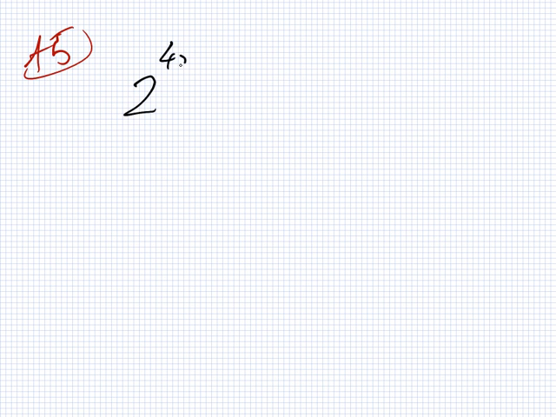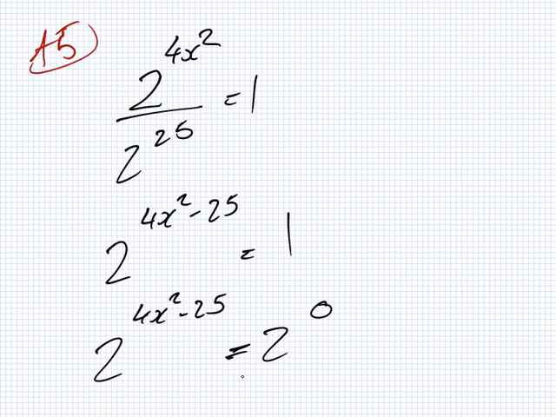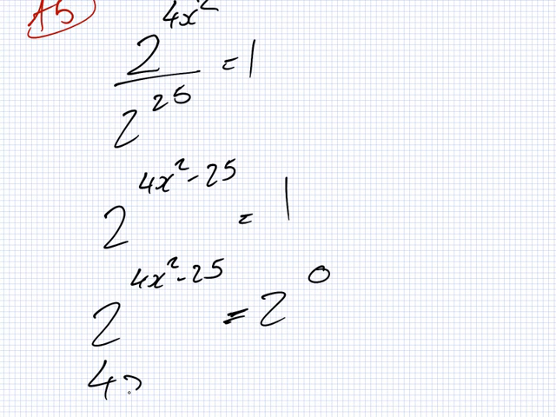2 times 4x squared over 225 equals 1. So that means 2 times 4x squared minus 25 equals 1. So that means 2 times 4x squared minus 25 equals 2 times 0, because that's what 1 is. So it must be that 4x squared minus 25 equals 0.